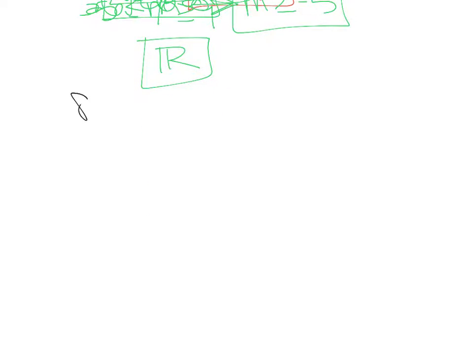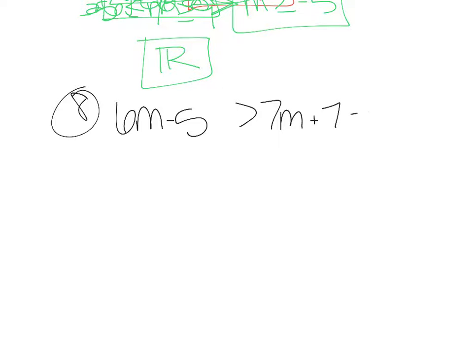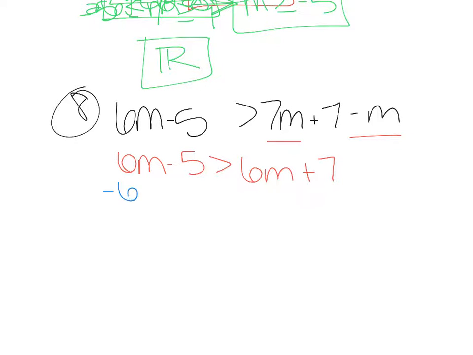Number 8. 6m minus 5 is greater than 7m plus 7 minus m. Now if you notice over here on the right side, I can combine those m's together. So the left-hand side, let's leave it as 6m minus 5, but 7m minus m gives me 6m plus 7. Just like the last one, I've got m's on both sides of the inequality, so since those are both positive 6m's, we're going to subtract 6m from both sides.